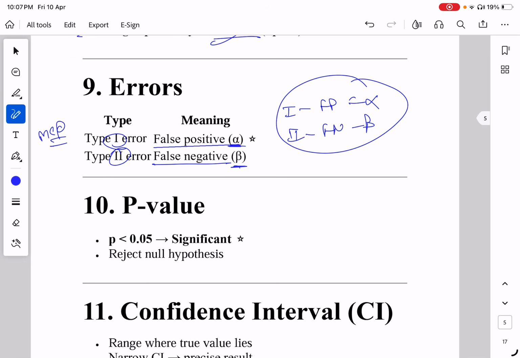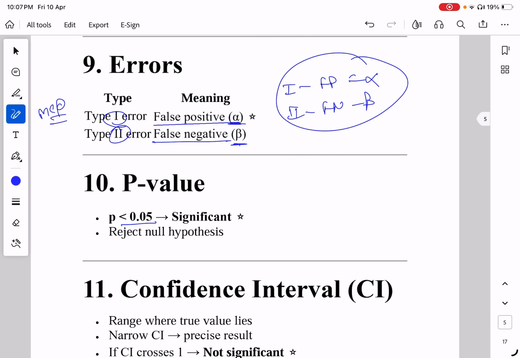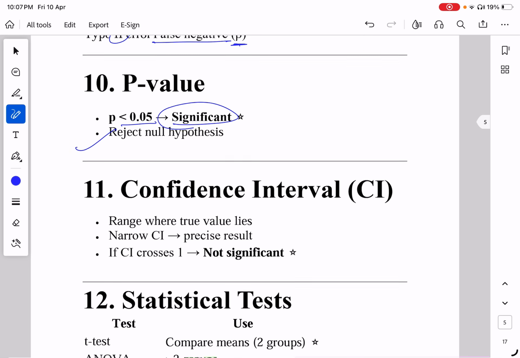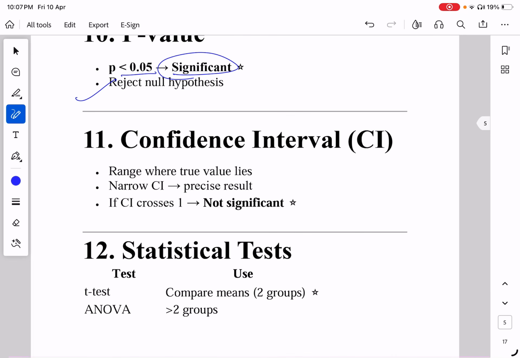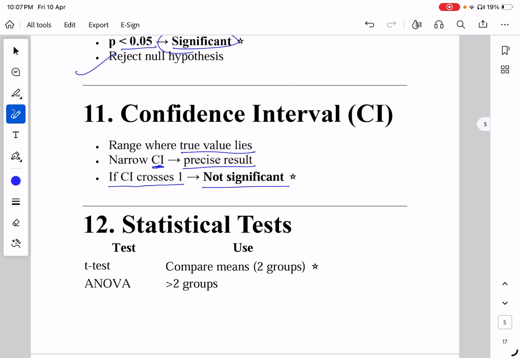Okay. Remember this. Now p-value, if p-value is less than 0.05, then it is significant and we reject the null hypothesis. Okay. Confidence interval, range where true value lies, narrow confidence interval, then precise result. If confidence interval crosses 1, then it is not significant.